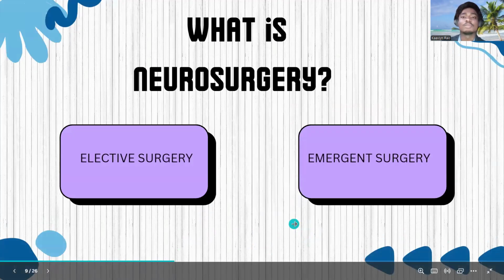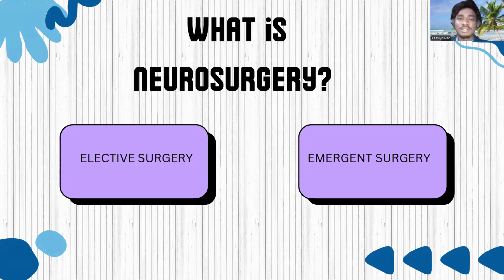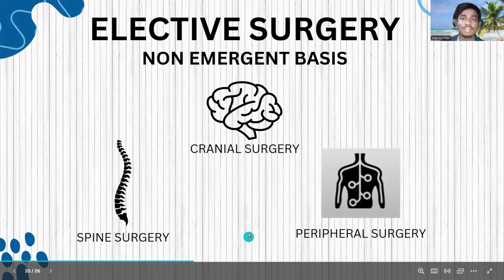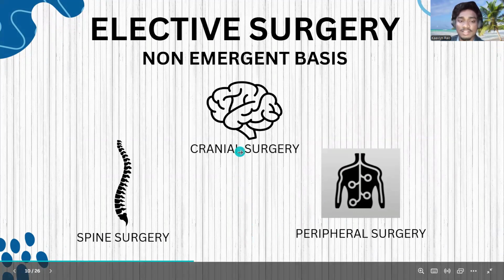Now we're going to talk about what is actually neurosurgery. Neurosurgery is divided into two branches, which are elective surgery and emergent surgery. So what is elective surgery? Elective surgery is basically on a non-emergent basis, which means it's not on an emergency basis. For example, cranial surgeries, spine surgeries, and peripheral surgeries.